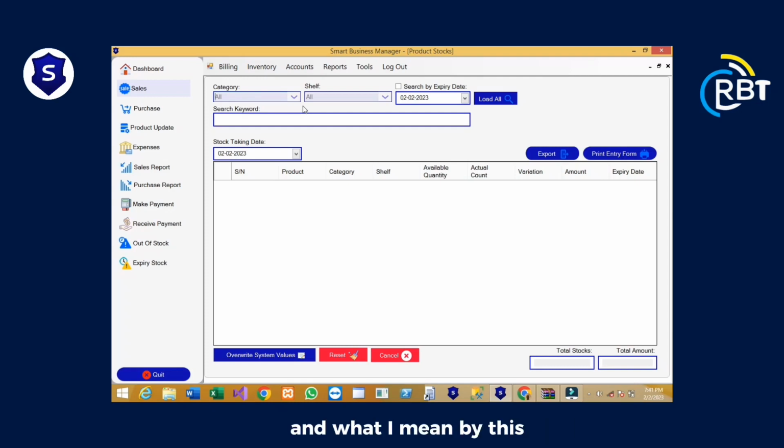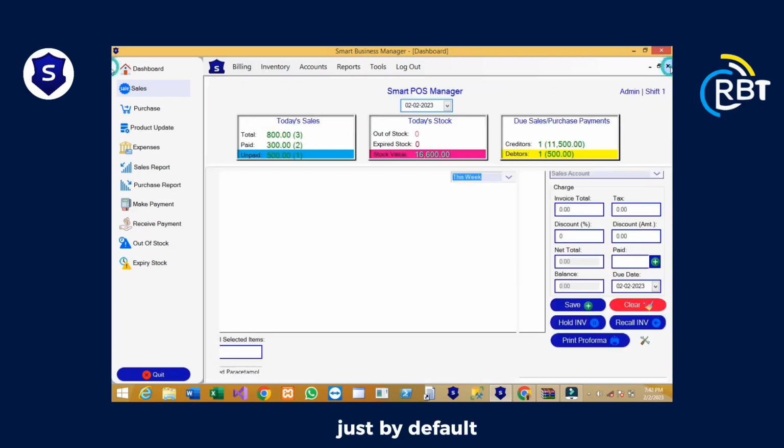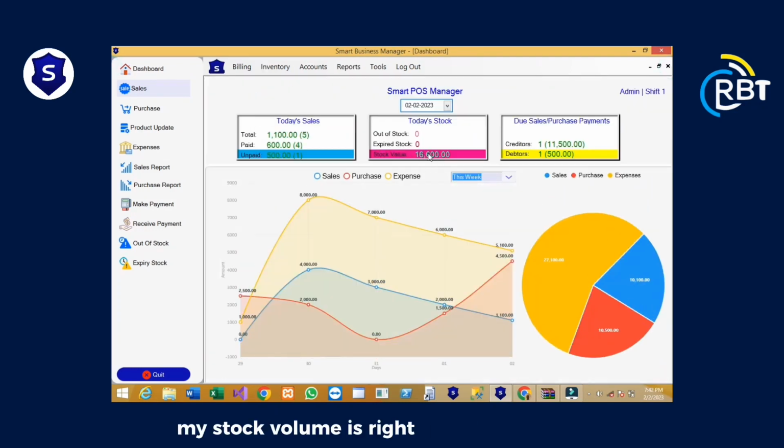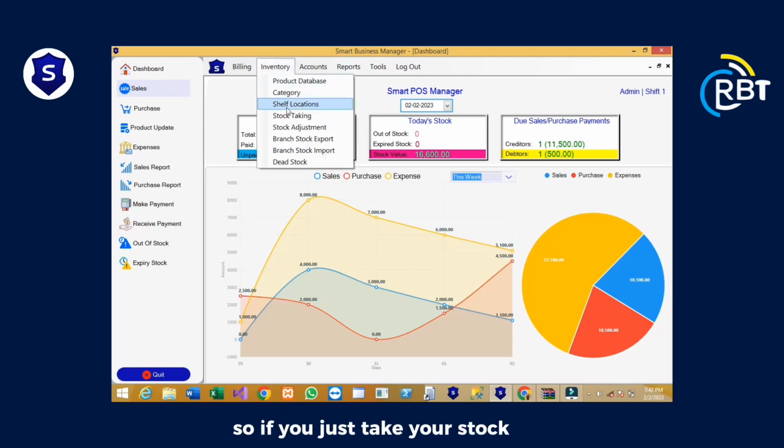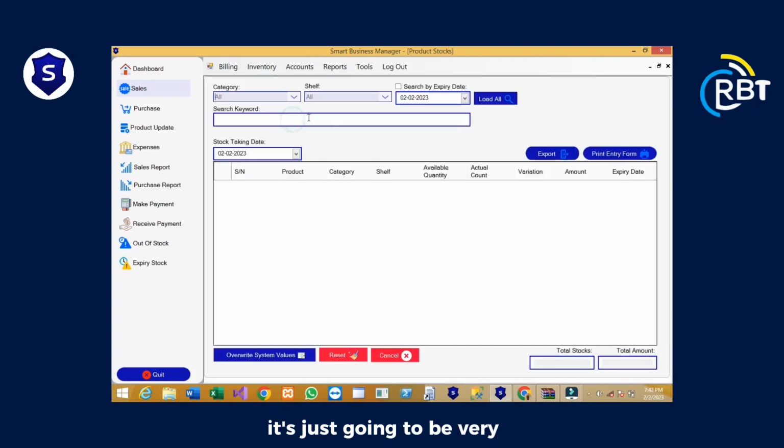And what I mean by this is that a lot of persons do their stock taking just to know their stock value, right? But with this system, you already know your stock value just by default. You can see my stock value is right here on my dashboard. But why do you now need to take stock? You need to take your stock just to be sure that the quantities in your system balance up with what is on your shelf, right?